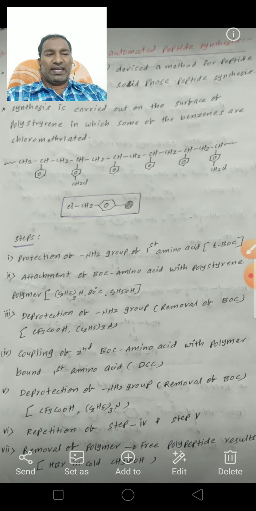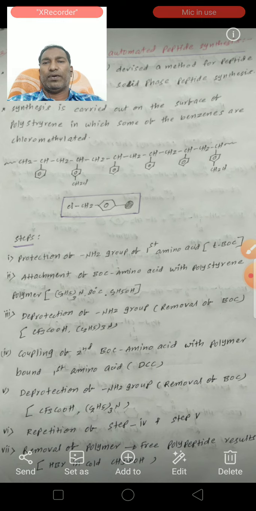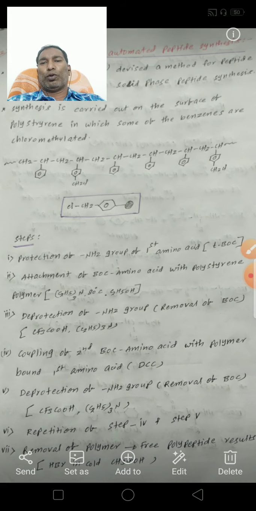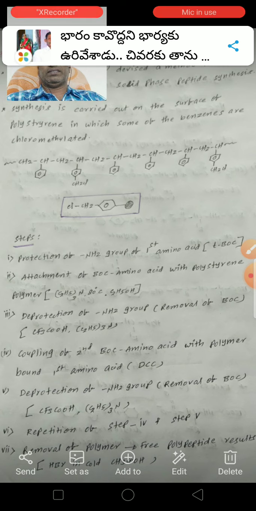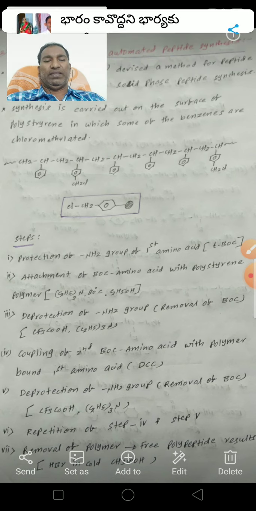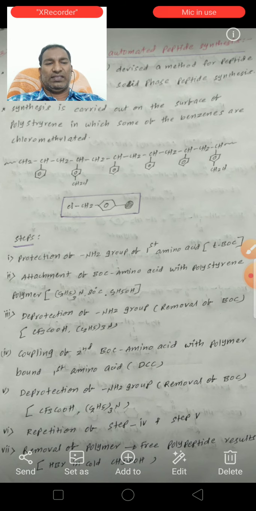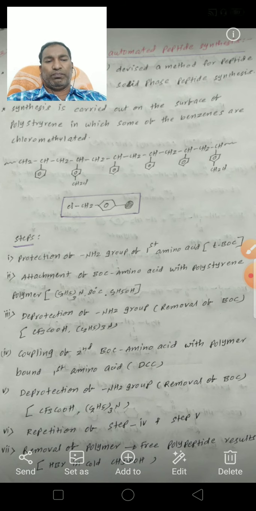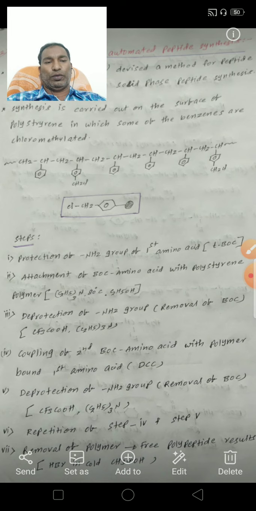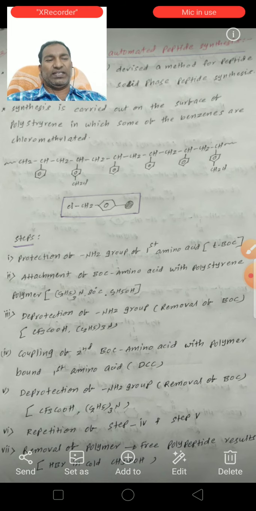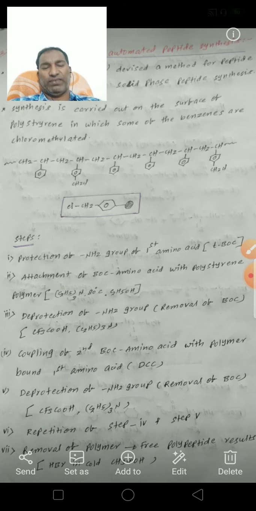Synthesis is carried out on the surface of polystyrene, in which some of the benzene rings are chloromethylated. See here, this is the polystyrene polymer with ClCH2, the chloromethylated polystyrene structure, this one.